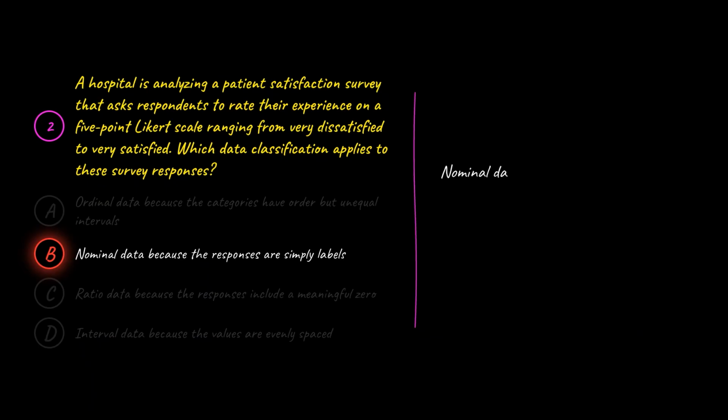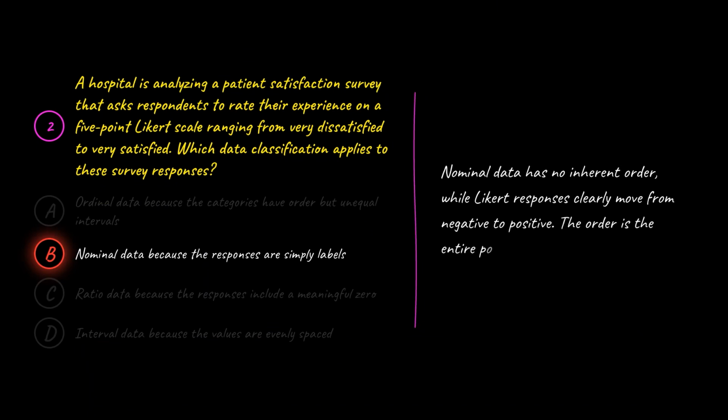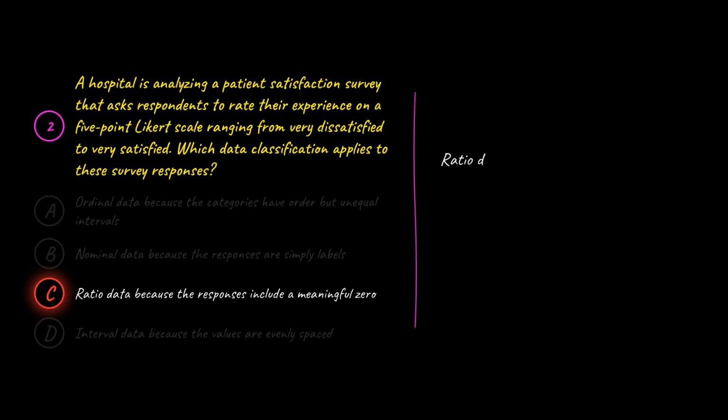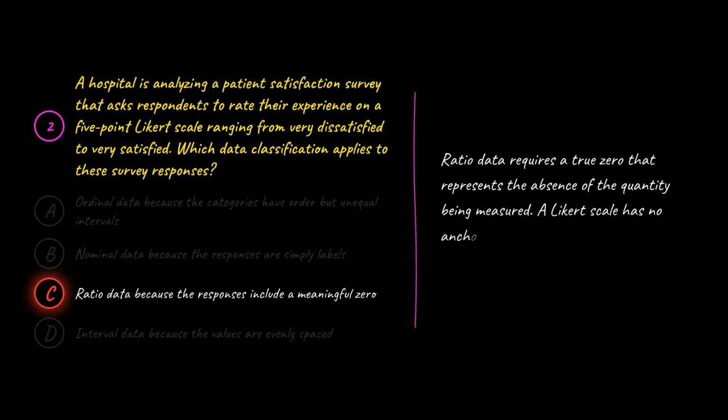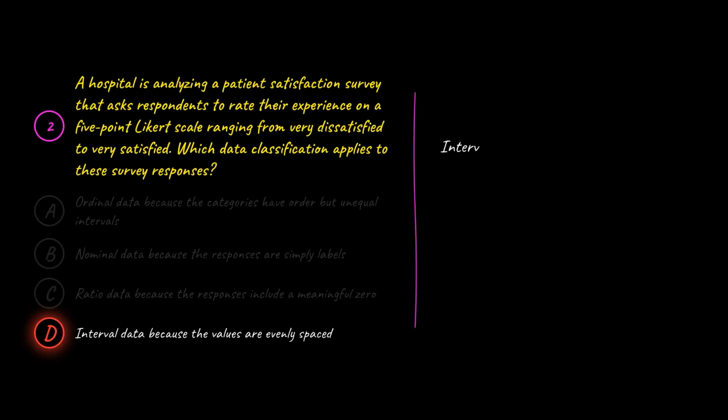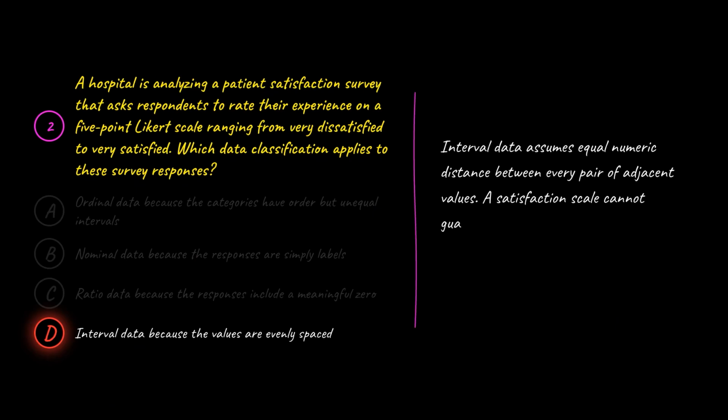B is wrong because nominal data has no inherent order, while Likert responses clearly move from negative to positive. The order is the entire point of the scale. C is wrong because ratio data requires a true zero that represents the absence of the quantity being measured. A Likert scale has no anchor zero, and ratios between ratings carry no meaning. D is wrong because interval data assumes equal numeric distance between every pair of adjacent values. A satisfaction scale cannot guarantee that the gap from neutral to satisfied equals the gap from satisfied to very satisfied.